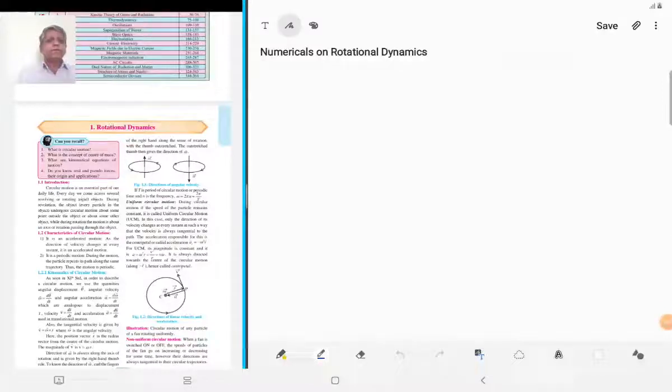Students, we learned about the theoretical parts of rotational dynamics. Now today I am going to start the numericals on rotational dynamics.